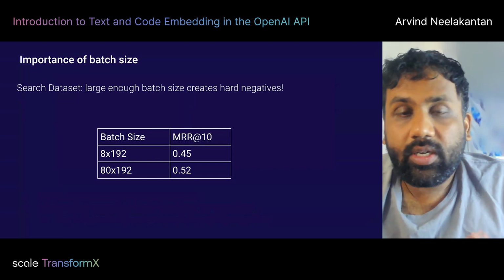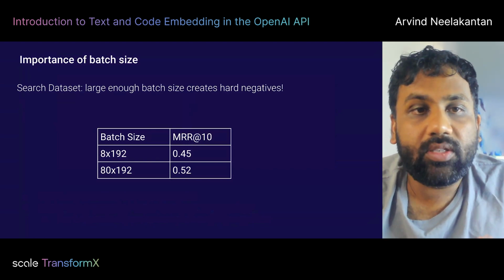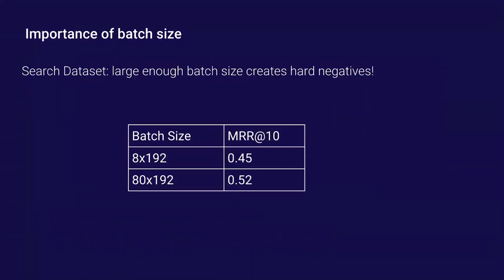One important detail when training these contrastive models is that since the batch size effectively controls the number of negatives, increasing the batch size means there are more chances of having hard negatives in your batch.